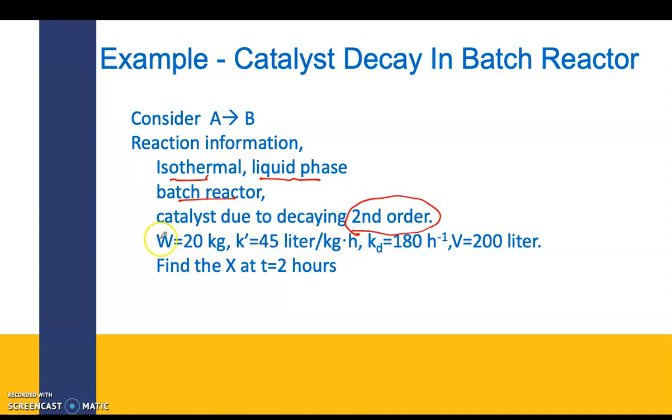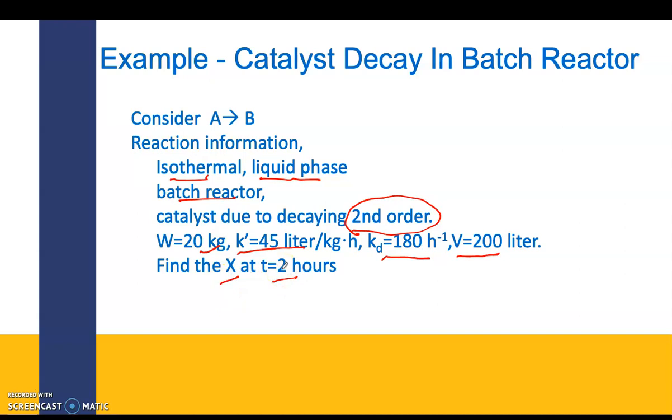Initially W is 20 kg. This is the reaction rate constant. This is the decay rate constant. And this is V, volume 200 liters. They want you to determine X at t equals 2 hours. Alright, so how are we going to solve that?